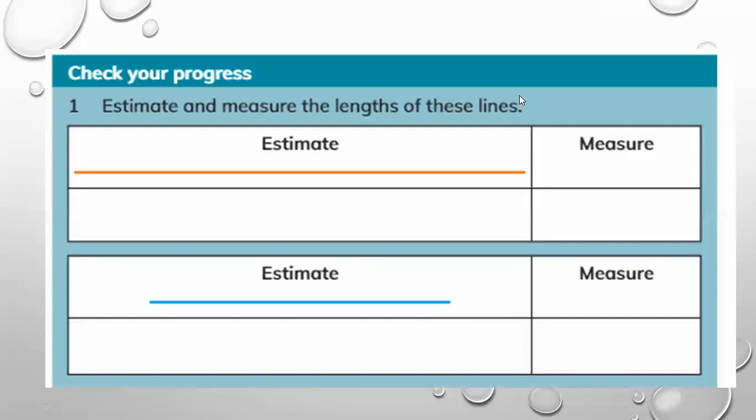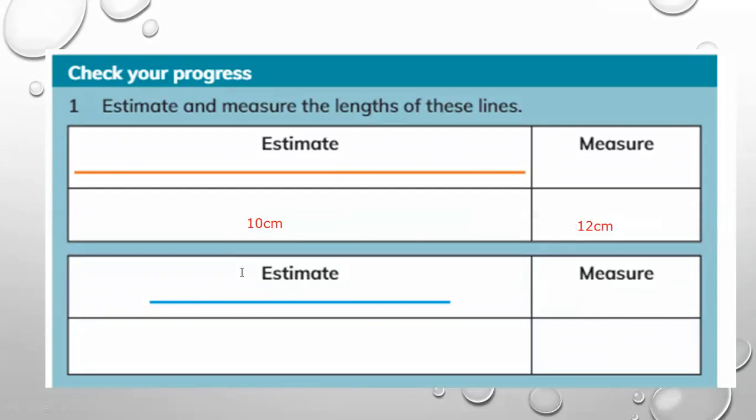Let's check your progress and measure things. Estimate and measure the length of these lines. First of all, we are going to estimate. I estimate the orange line to be 10 centimeters long. When we take the rulers from our pencil case and put them on the line to measure, it was 12 centimeters long.